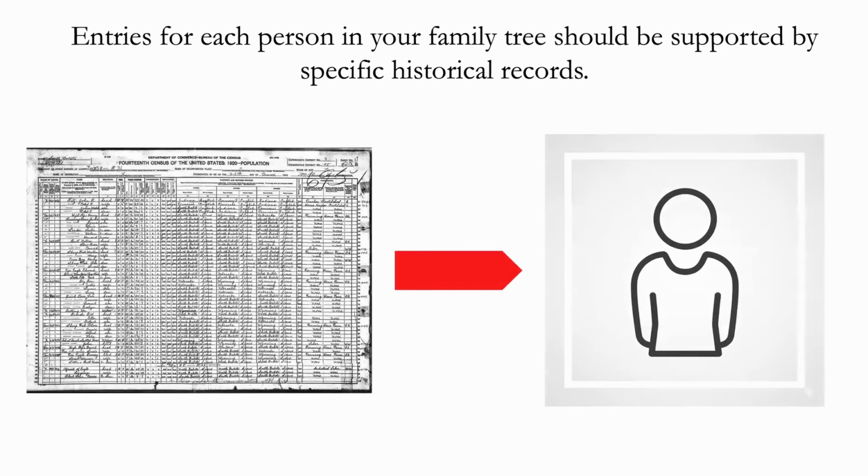So once again, just to get back to basics of where we started here: the entries and the information that you put into your family tree, whether in the FamilySearch Family Tree or your family tree on Ancestry, should be supported by specific historical records. Every event. If you say somebody was born in 1800, then we have to have a record that says the person was born in 1800.